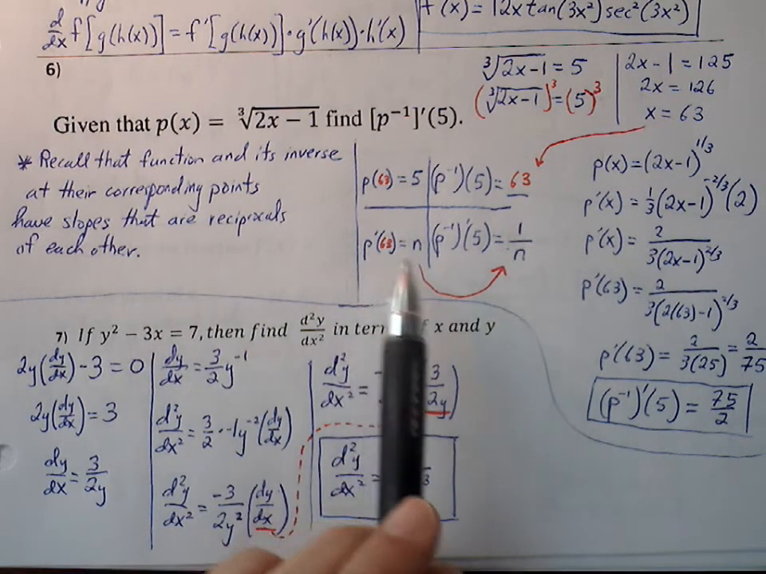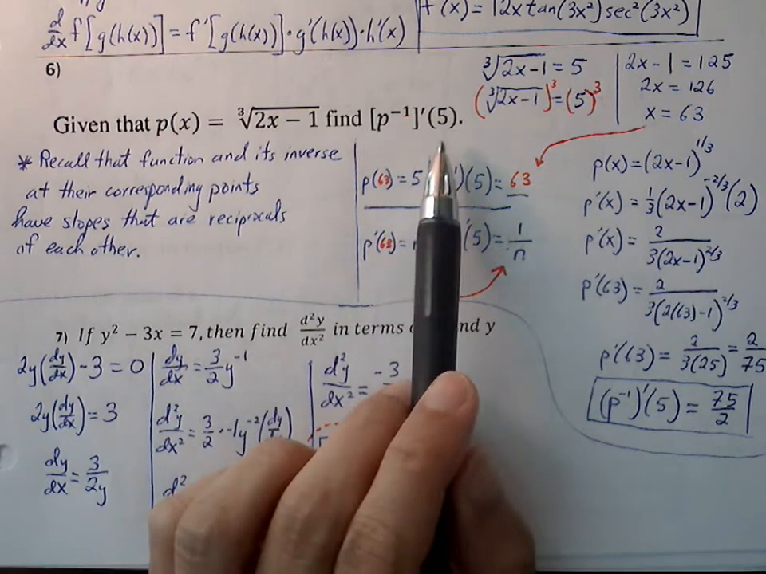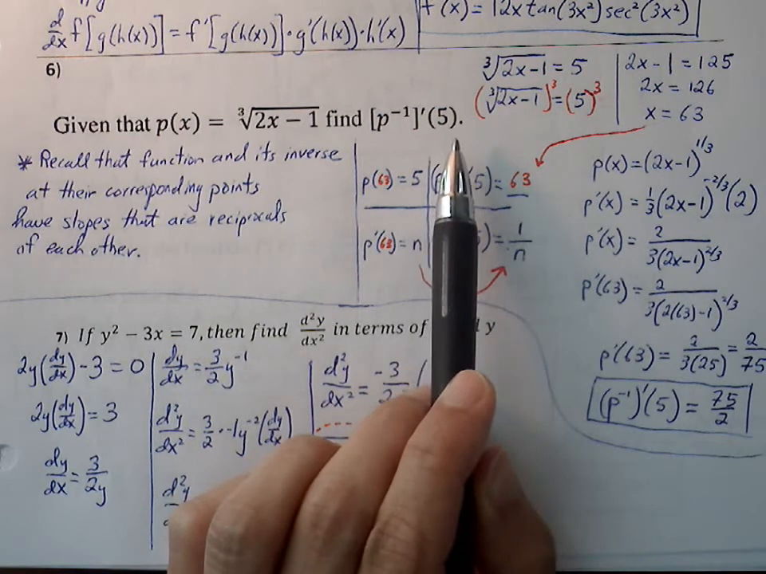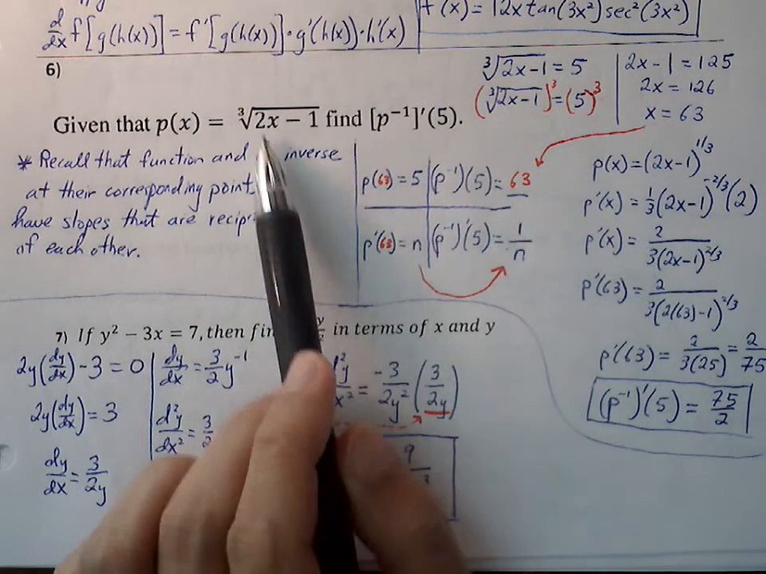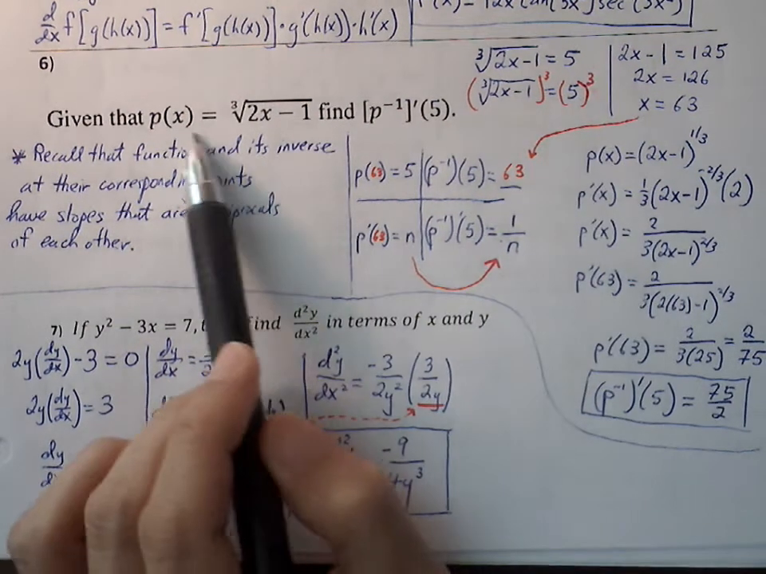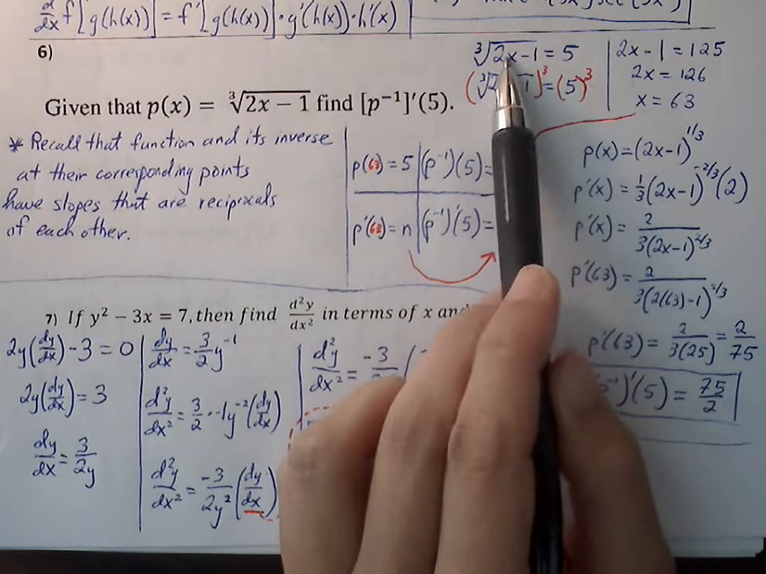So first thing I'm going to do is try to find these corresponding points. We know 5 is going to be the x value of the inverse, which means that 5 must be the y value of the original function, right? So I'm going to set my p of x equal to 5 because I know that's my y value. I'm going to try to work backwards to solve for x.